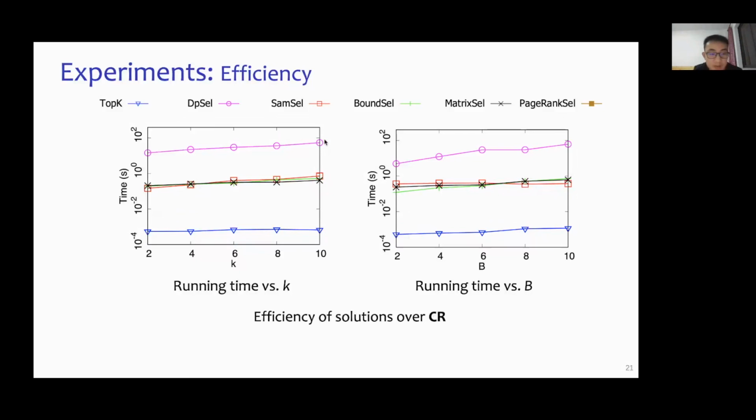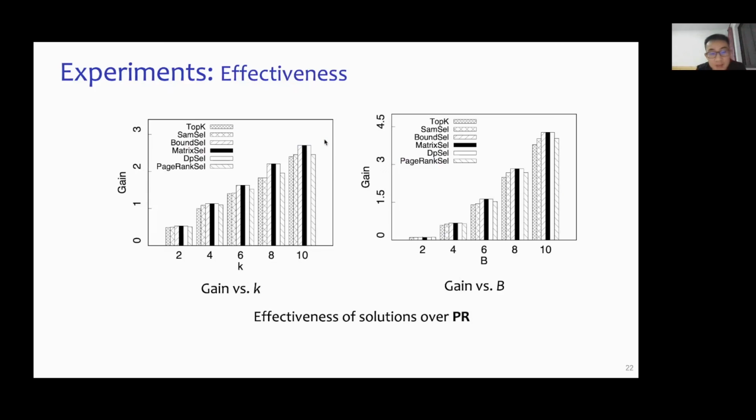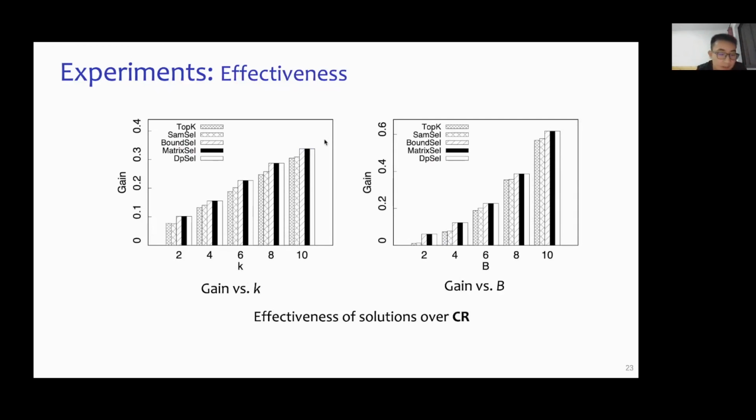These two pictures show the efficiency of solutions over the cost-aware random walk model. We find BoundSel, MatrixSel, and SamSel are almost identical and constantly beat DpSel on all datasets. These two pictures show the effectiveness of solutions over the probability-aware random walk model. Here, the pictures show the effectiveness of solutions over the cost-aware random walk model. From these two pictures, we find BoundSel, MatrixSel, and DpSel have the same gain and constantly beat other methods on all datasets.